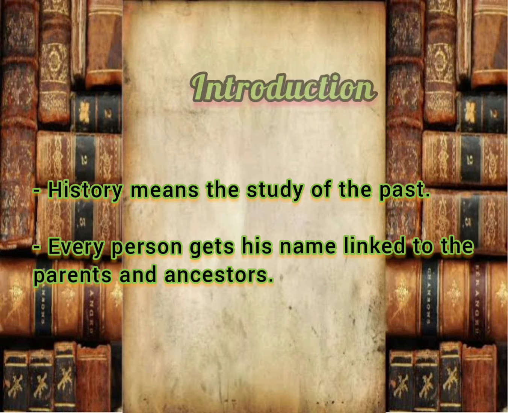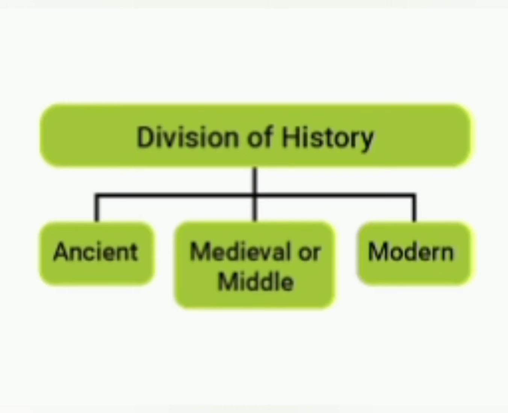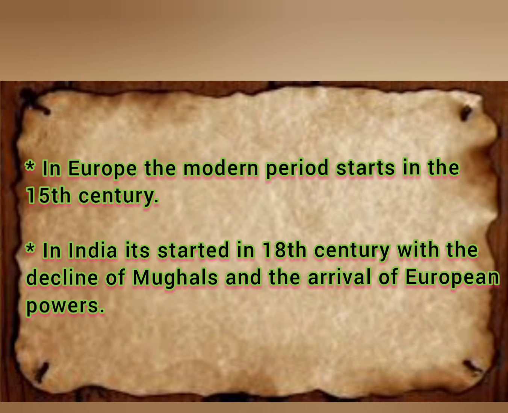Now let us see the introduction. We all know history means study of the past. Every person gets his name linked to the parents and ancestors. Now let us see periodization of history. There are three divisions of history: ancient, medieval and modern. Examples: in Europe, the modern period starts in the 15th century. In India, it started in the 18th century with the decline of the Mughals and the arrival of European powers.